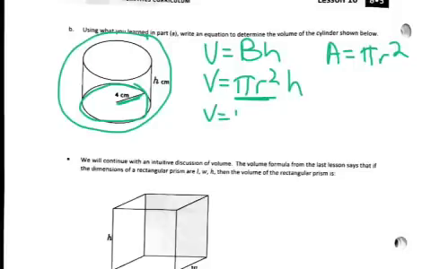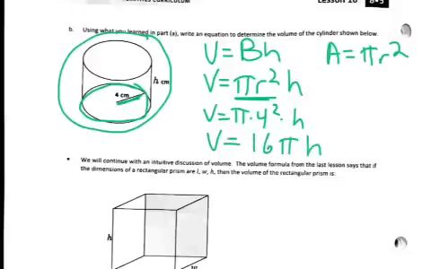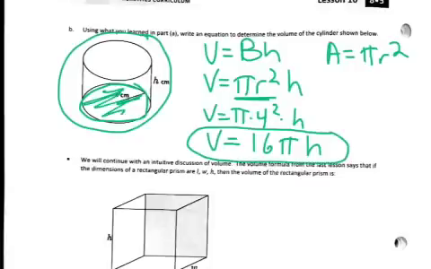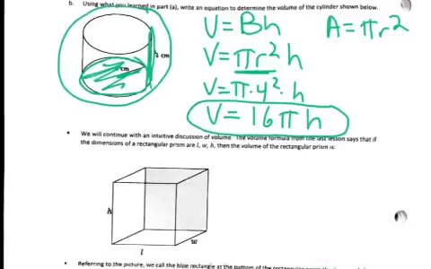So volume equals pi r squared, so that's 4 squared times h, or volume equals 16 pi h. So we'll just leave pi as pi right now. We're not going to multiply it by 3.14 at this particular point in time. So this would be our volume of this cylinder. Again, we're going to take our base area, which is pi r squared, and then multiply it by our height. And this time we don't know what height is, so we just have to leave it as h.